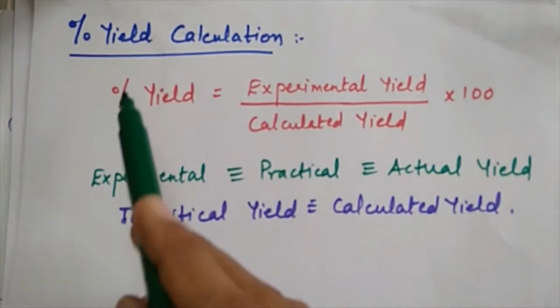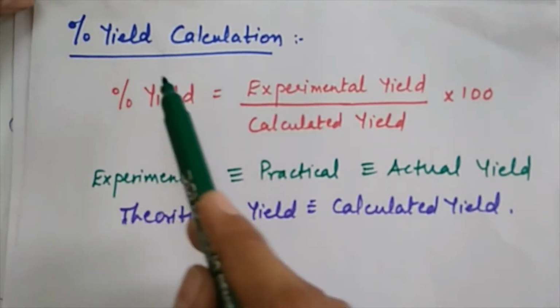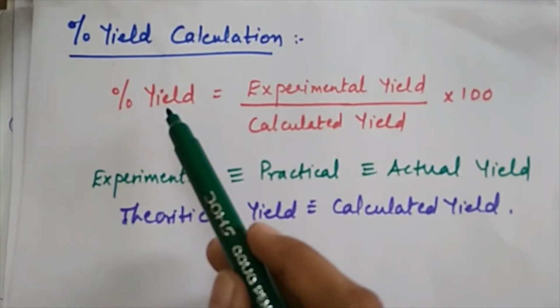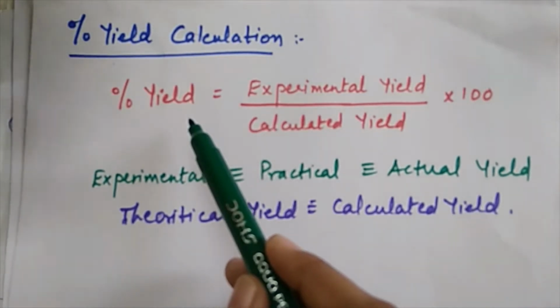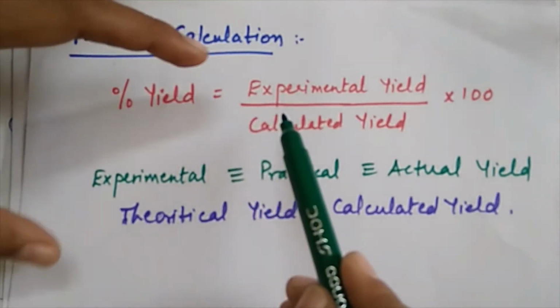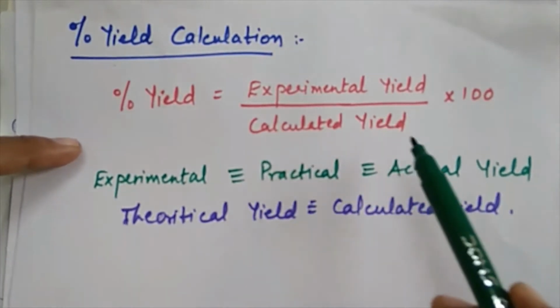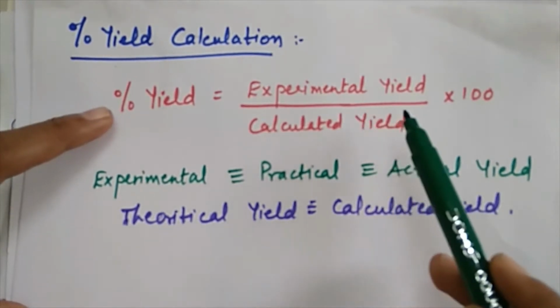Hello everyone. Today let us understand the calculation of percentage yield. While performing any of the practicals, we get the practical yield of that particular product. Before that, we have the theoretical yield of that product. Based on these two values, we can determine the percentage yield of the product that we get.